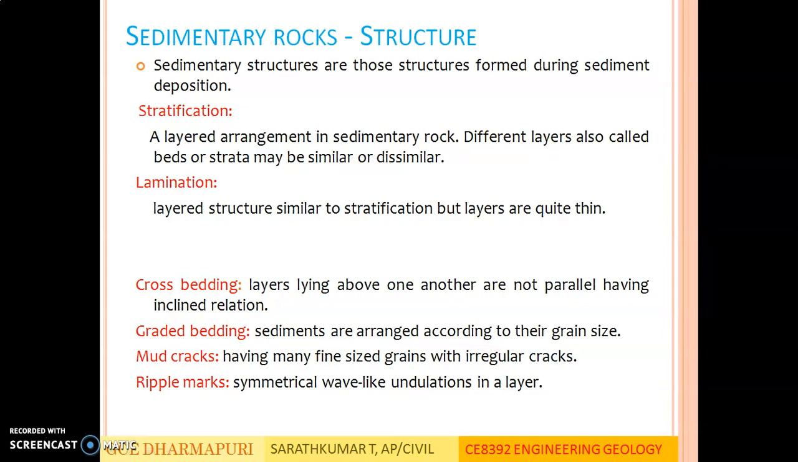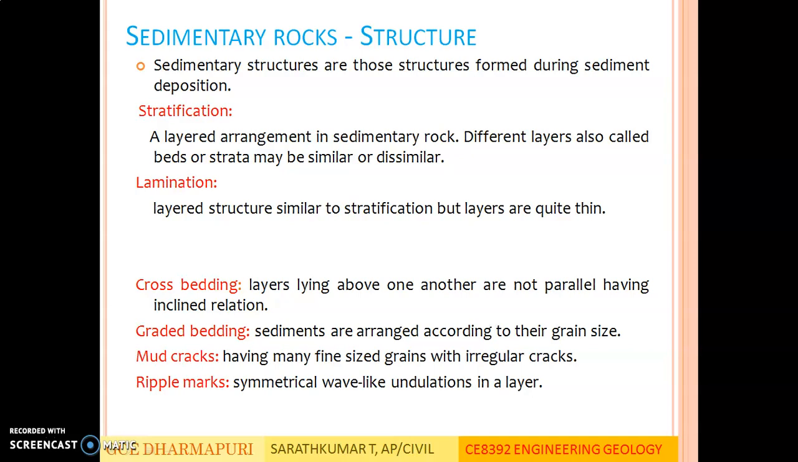Sedimentary rocks structure. Since sedimentary rocks are formed due to the deposition of sediments, a layer by layer structure is seen in the sedimentary rocks. The first structure is called stratification, a layered arrangement in sedimentary rock. Different layers are also called beds or strata, and may be similar or dissimilar. When these layers are very thin in nature, it is called lamination.